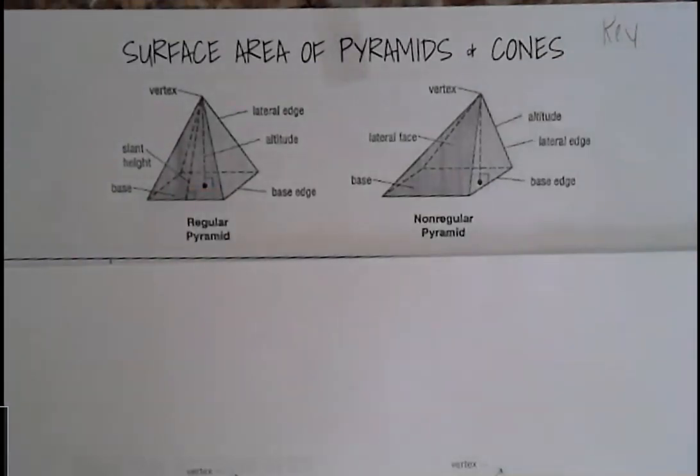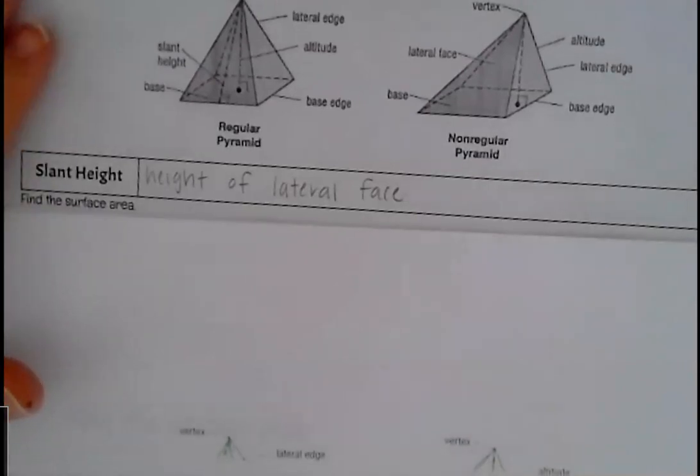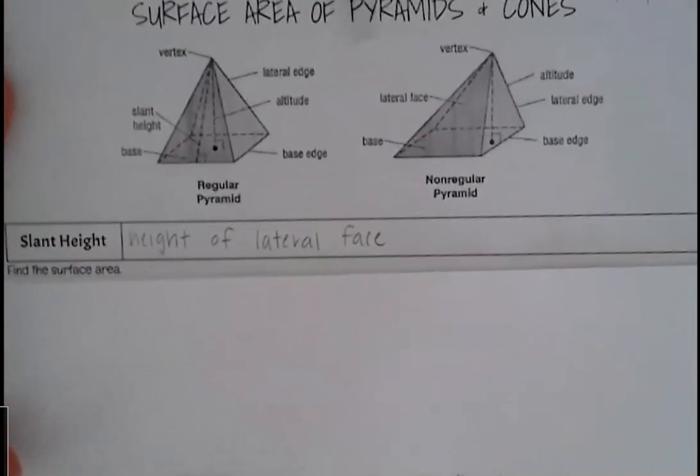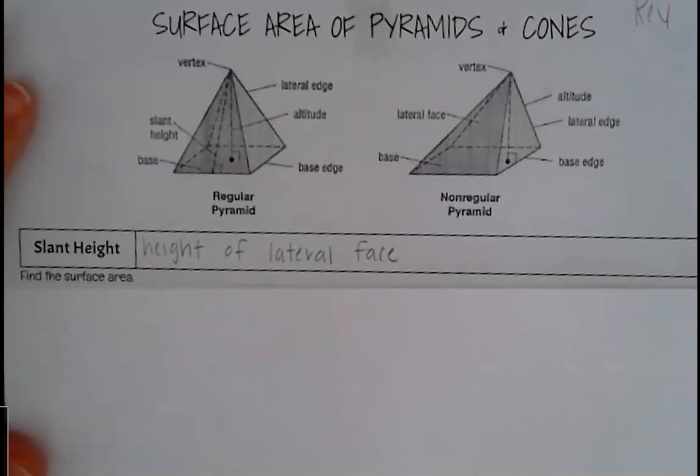But then we have another thing called a slant height. And now a slant height is the height of the lateral face. Can you guys see that? The height of the lateral face. So it's the height of that triangle.